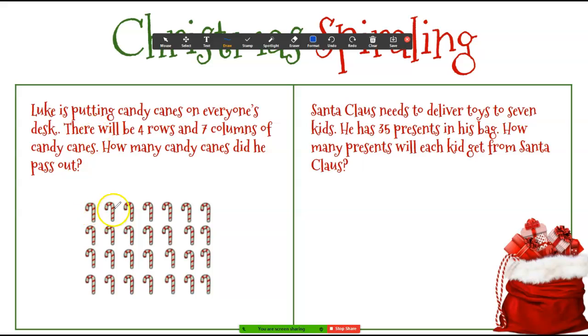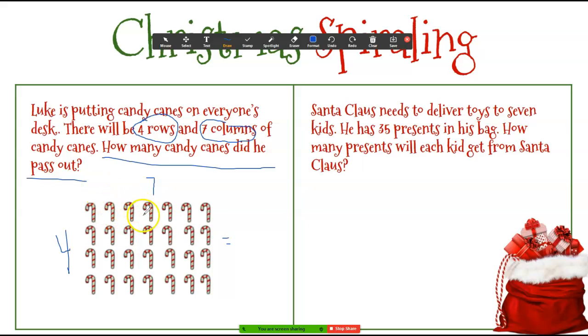Okay, so 1, 2, 3, 4, 5, 6, 7. 1, 2, 3, 4. So this array shows our 4 rows and 7 columns. Okay. Remember guys, when they give you a picture, all you have to do is count the candy canes. Okay, that's why they give you a picture.